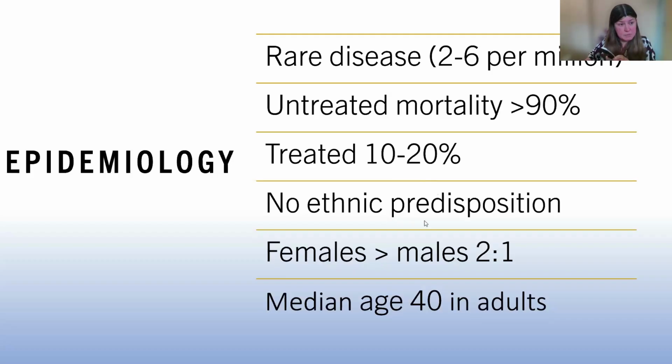There's no ethnic predisposition. That's important because we know that this presentation can happen anywhere. And actually, there is some data that suggests that people of Black ethnicity have worse outcomes with TTP, even when they're treated within systems with good access to investigations and treatment. So that's something that's got separate focus in terms of why that might be. We know that more women than men get this condition and that the median age of presentation in adults is around 40.